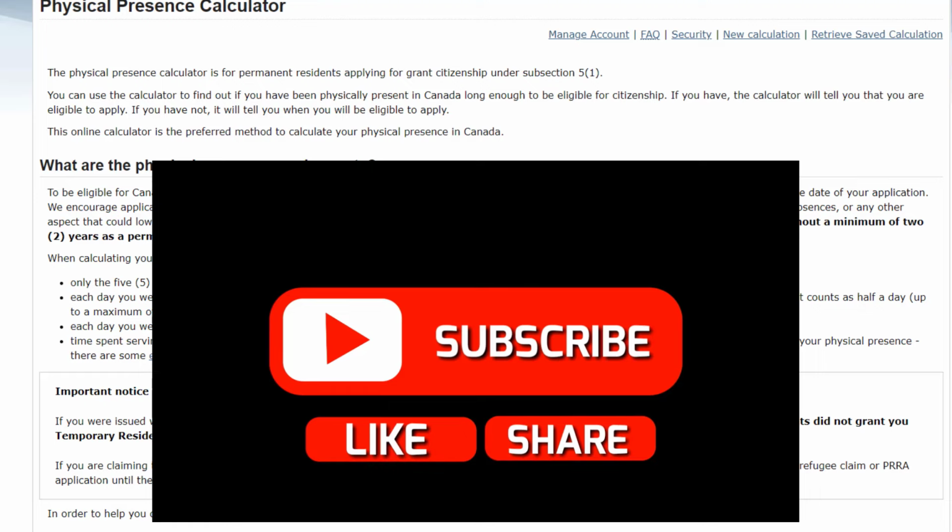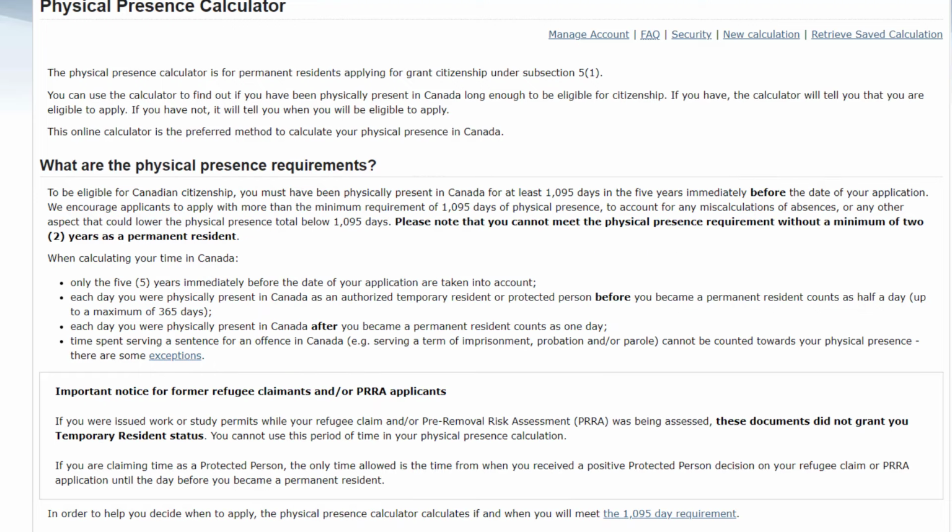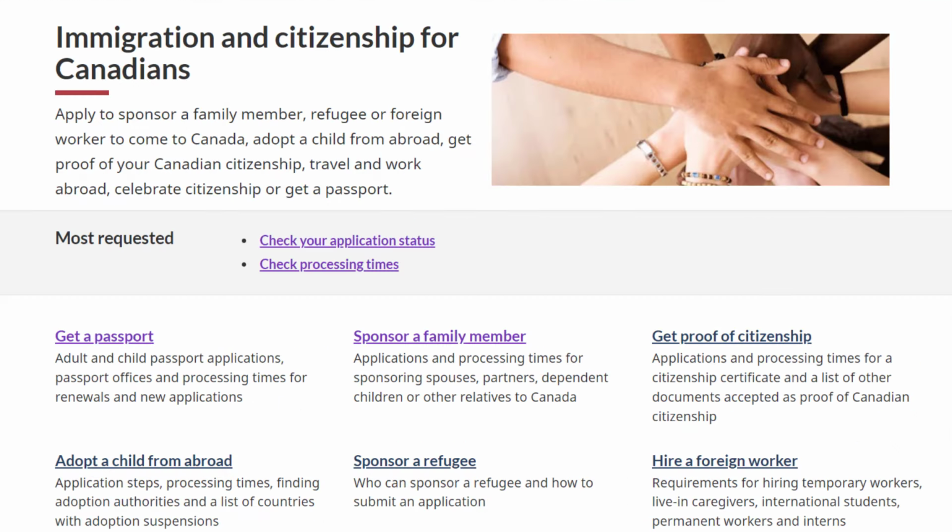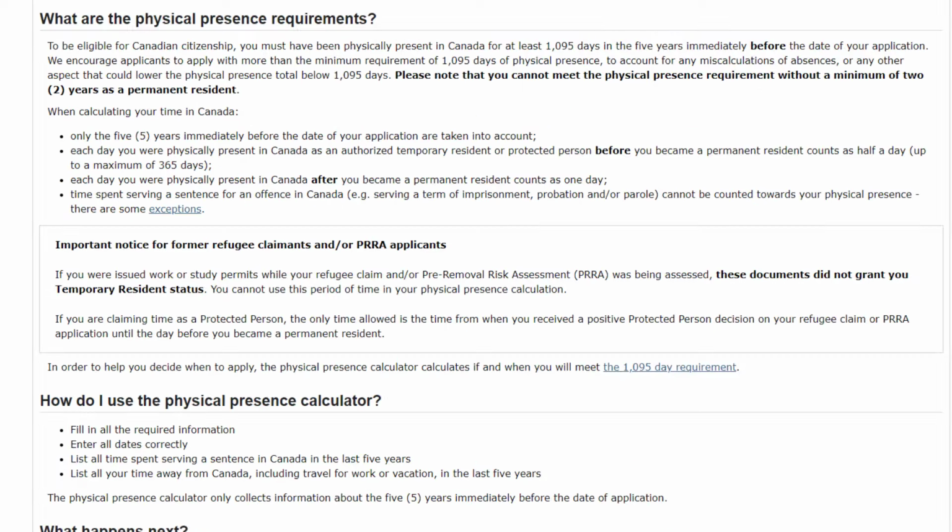The calculation of the physical presence requirement for residents depends on when the application was received by Immigration, Refugees, and Citizenship Canada, IRCC, as per their requirements and calculation rules. To qualify for citizenship, you must have been physically present in Canada for 1,095 days within the 5 years immediately before applying. Your eligibility period is defined as the 5 years leading up to the date of your application.